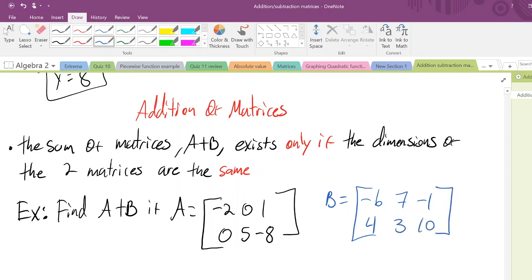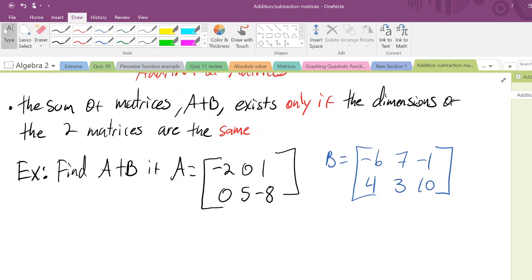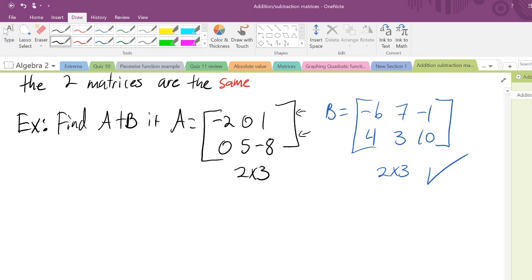One thing we have to check is the dimensions. This is a 2 by 3, and this is a 2 by 3. So the dimensions match, so you can add them. This is the easiest thing you're going to do. A plus B is equal to, you match each placement with each placement. The top left corner goes with the top left corner, the middle top goes with the middle top, and so on and so forth.